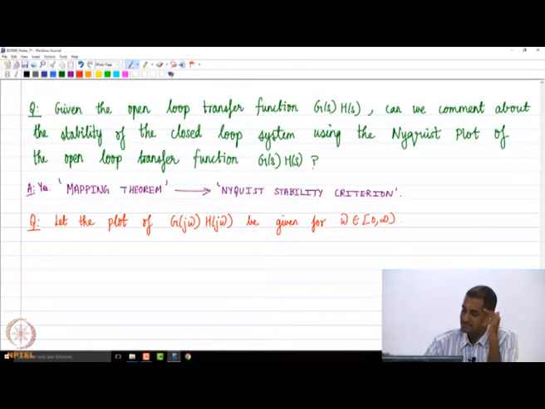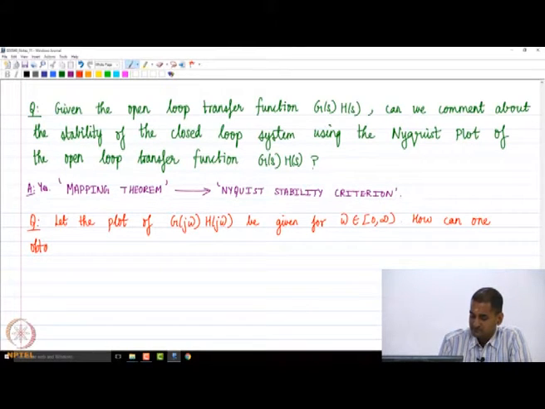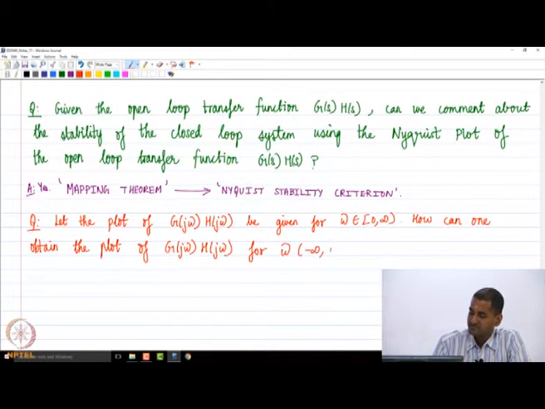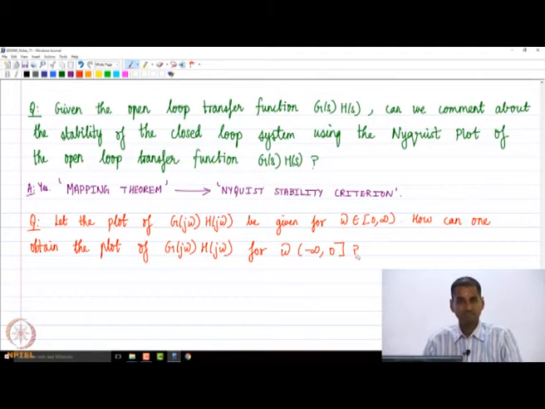So if that is the case, how can one obtain the plot of G(j omega)H(j omega) for omega between minus infinity to 0? The Nyquist plot, by definition, is a plot of any transfer function by substituting s equals j omega, and you plot from omega going from 0 to infinity. That is the definition.